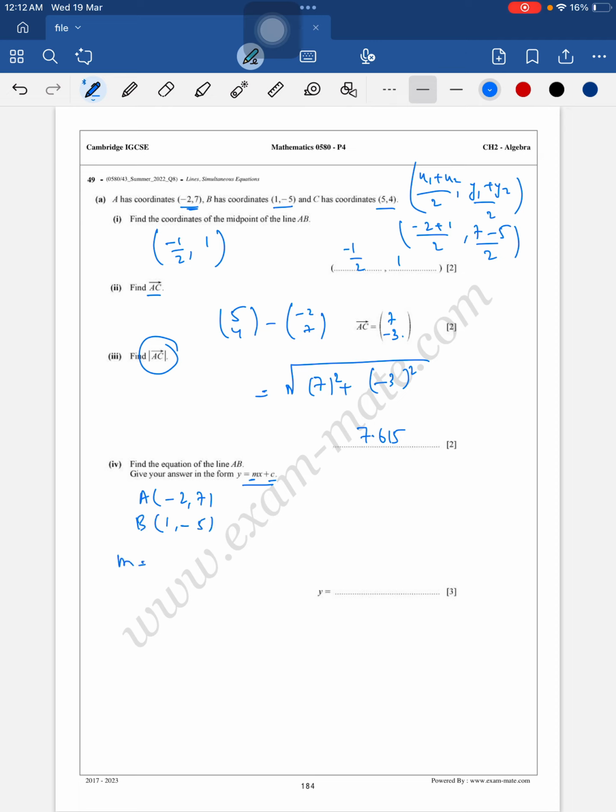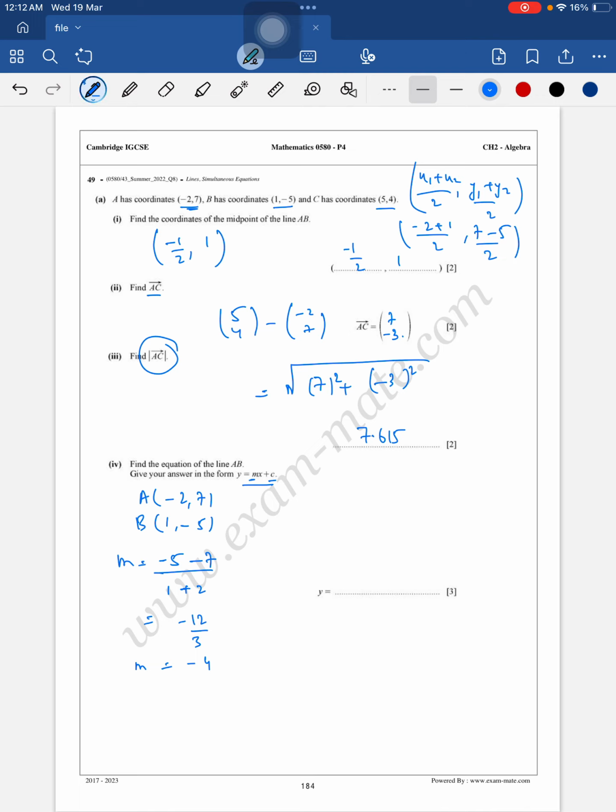So for the gradient, y2 minus y1, that is minus 5 minus 7, upon x2 minus x1, x2 is 1, x1 is minus 2, so minus minus 2 is plus 2. So minus 5 minus 7 is minus 12 upon 3, which is equal to minus 4. So m is minus 4.